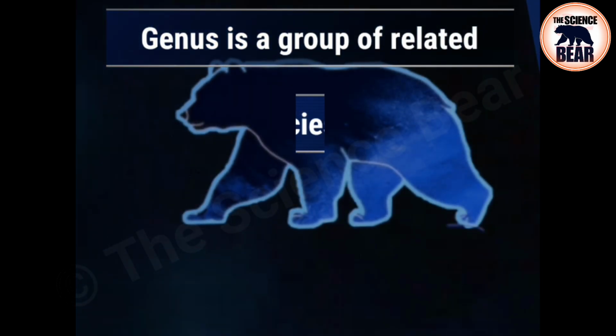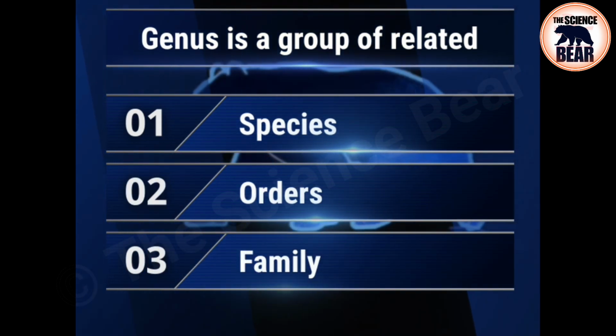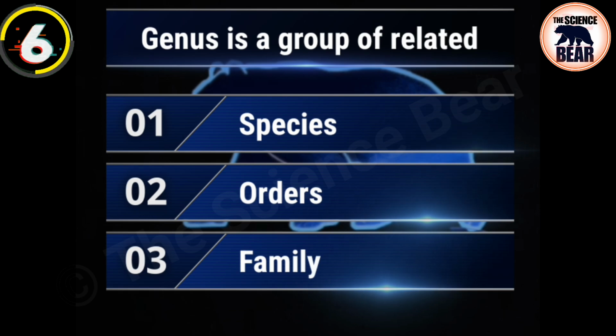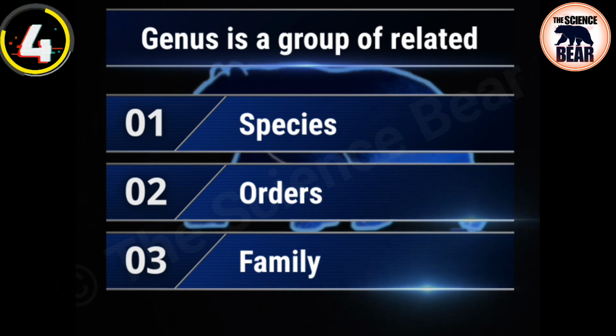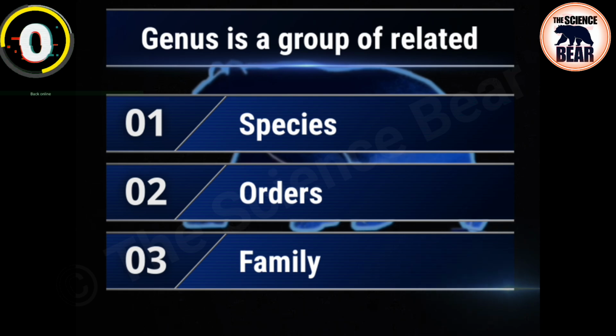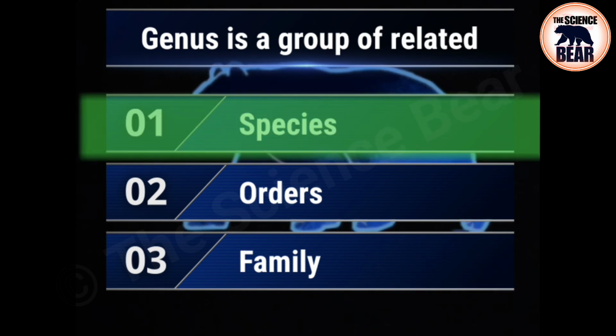Genus is a group of related species, order, or family? And the correct answer is species.